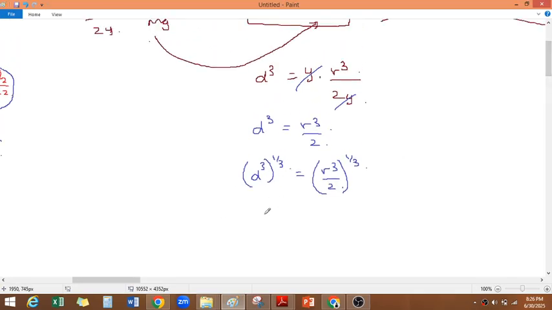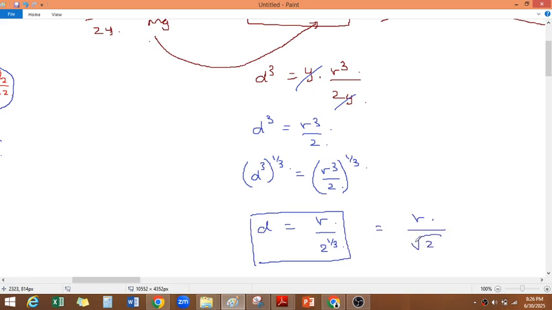So this 3 and this 3 will cancel, so I will get d. This 3 and this 3 will cancel, I will get r. This 1/3 is for 2. This can also be written as r by cube root of 2. Cube root means, if we just draw this line it is a square root, and if we put a 3 it is a cube root. Okay, following, not following? Yes sir. Now I understand the steps.